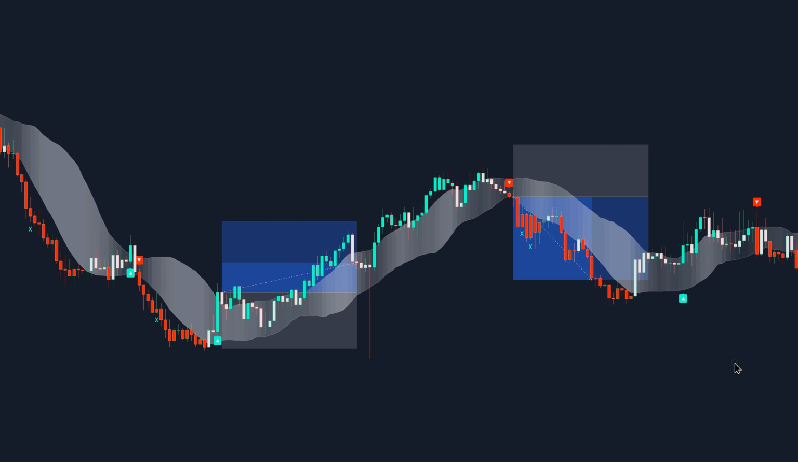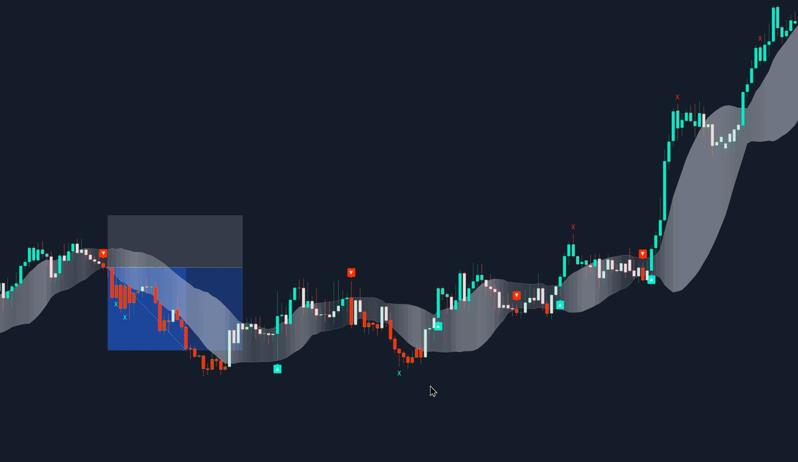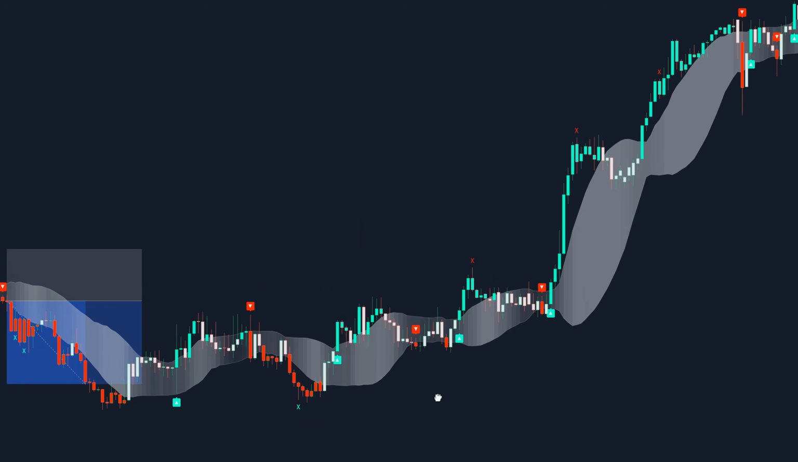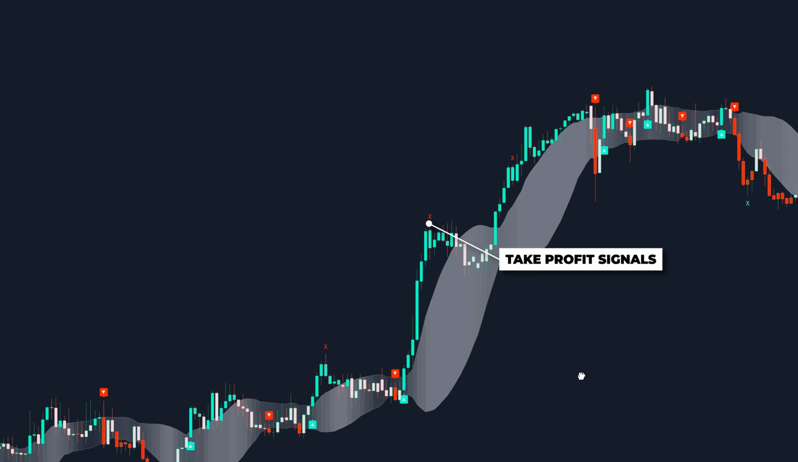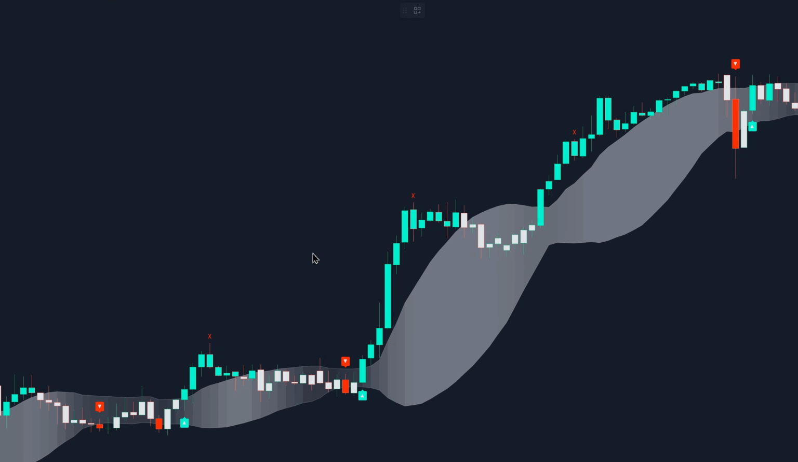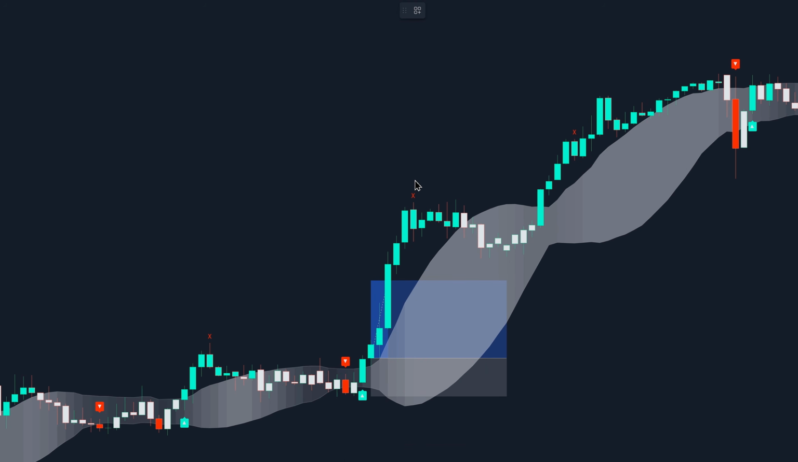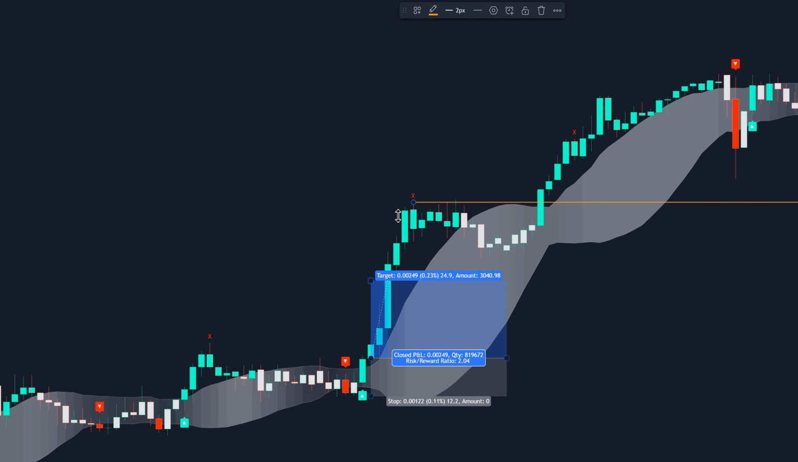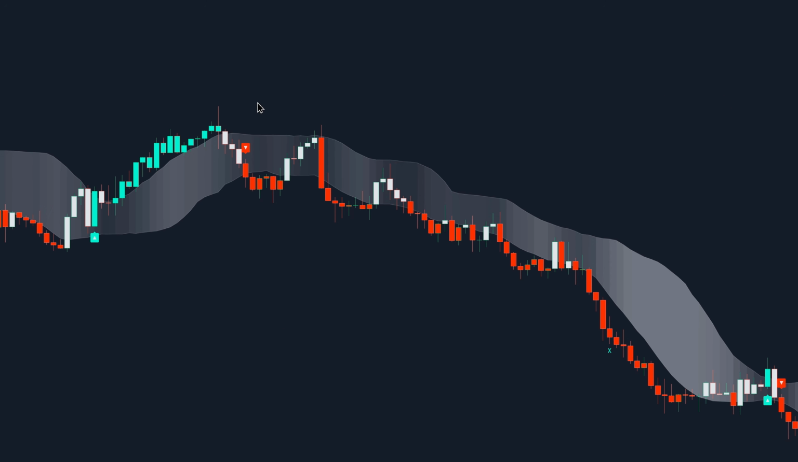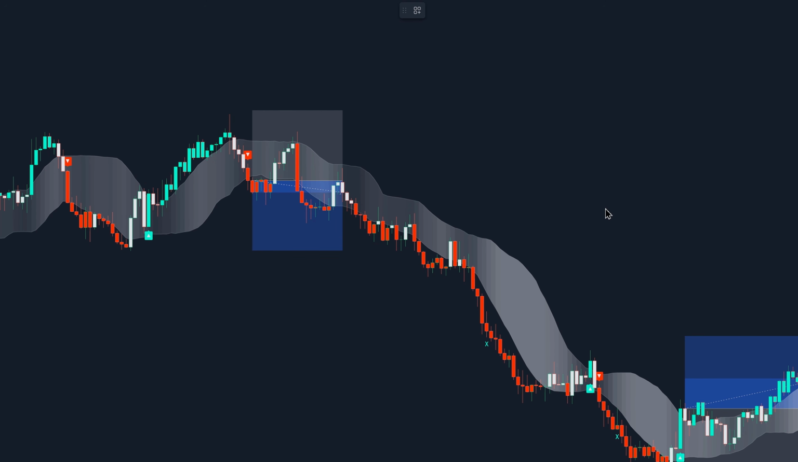Now, if you look closely on this chart, you will see these red and green X labels. Well, these indicate take profit signals, and they're going to be used to show you when to exit your positions. So for example, if you were to take a long position here, you want to exit your position right on this X label. And if you were to take a short position, then you would want to exit your position right on this X label.